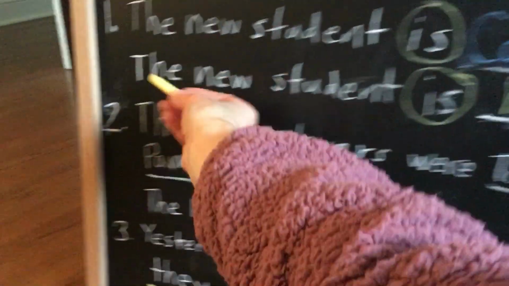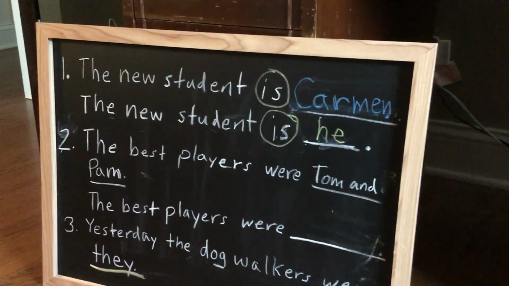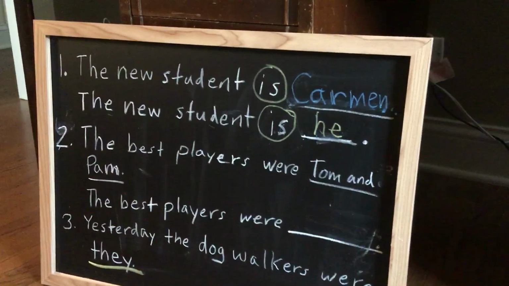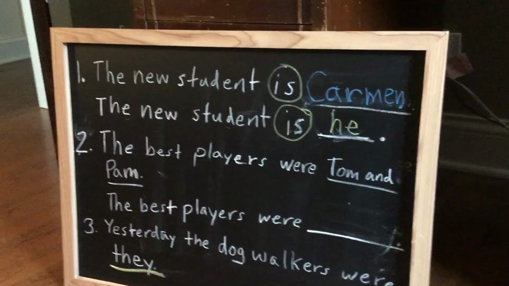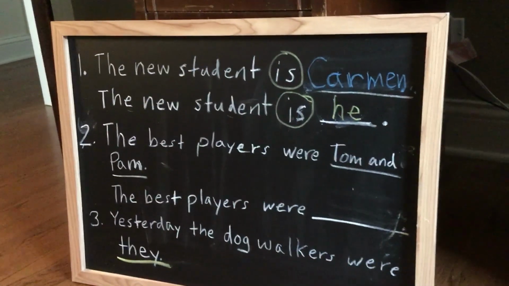He is the new student. He is the new student sounds good. You would not say him is the new student. That would sound bad. So these are tricky. They're a little bit backwards, but they're correct. So let's go to number 2.